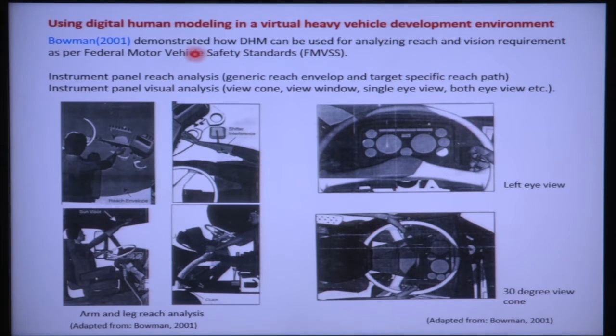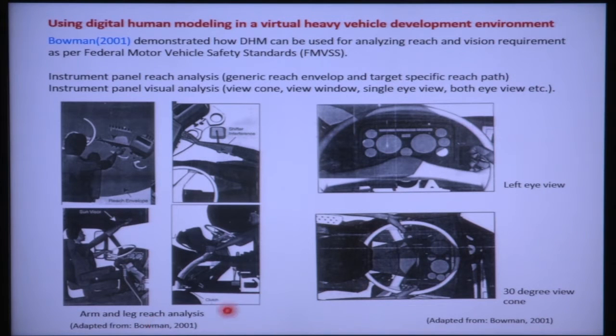So, Baumann demonstrated digital human modeling can be effectively used for analyzing reach and vision requirements as per the Federal Motor Vehicle Safety Standard. So, following the Federal Motor Vehicle Safety Standard, how various ergonomic issues can be evaluated in that heavy vehicle development. So, they created reach envelopes and also identified collisions during different types of operation.